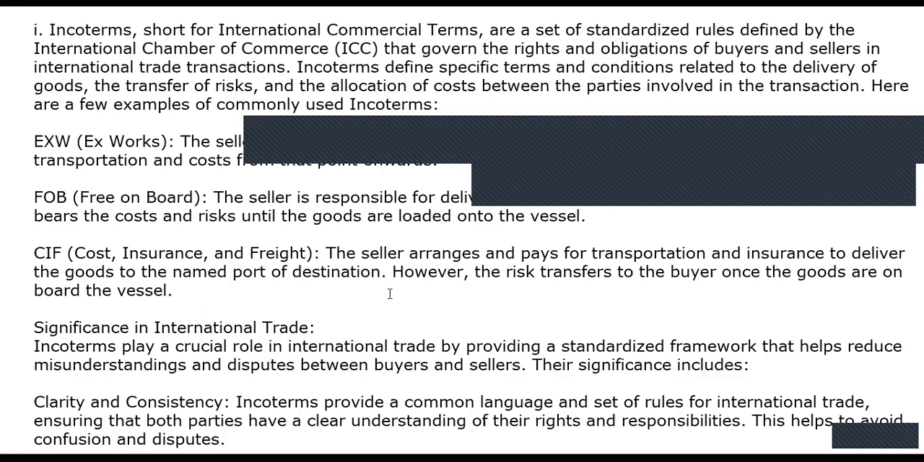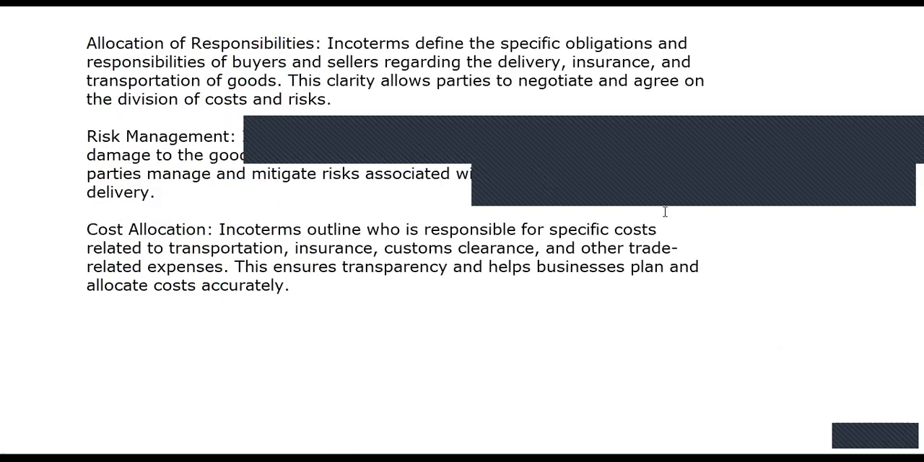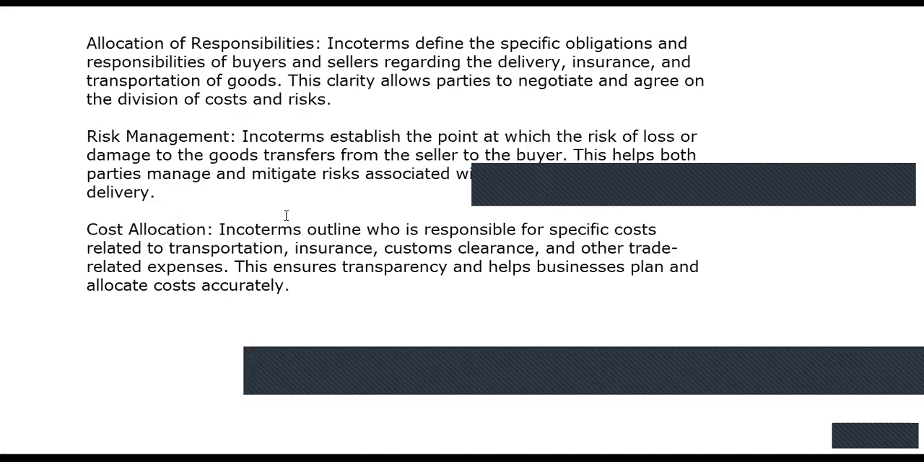So we will continue on the significance in international trade. Allocation of responsibilities: incoterms define specific obligations and responsibilities of the buyers and sellers regarding delivery, insurance, and transportation of goods. This clarity will allow parties to negotiate and agree on the division of costs and risks.